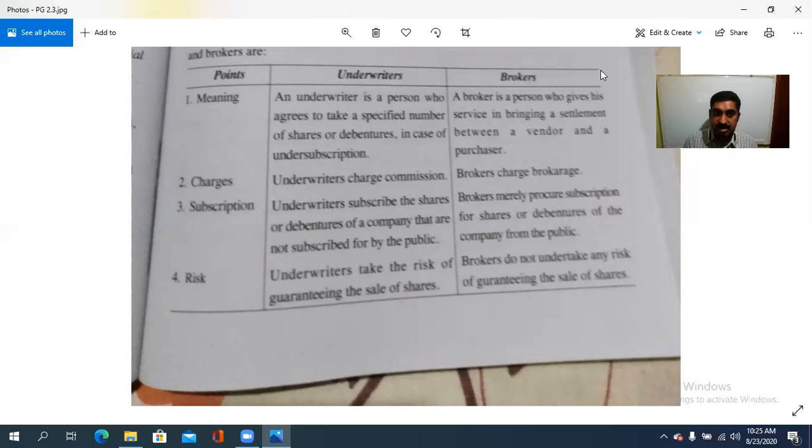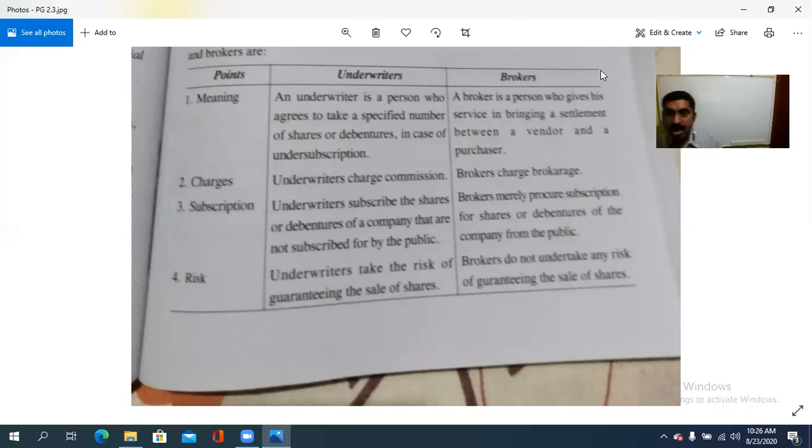Then underwriters' subscription. Underwriters subscribe the shares or debentures of a company that are not subscribed by the public. What does the underwriter do with shares not subscribed by the public? The underwriter needs to undertake all those shares or debentures that are not generally subscribed by the public. While brokers may merely procure subscription for shares or debentures of the company from the public. What does the broker do? Gets the public to subscribe to shares or debentures. So that is another difference between the two.